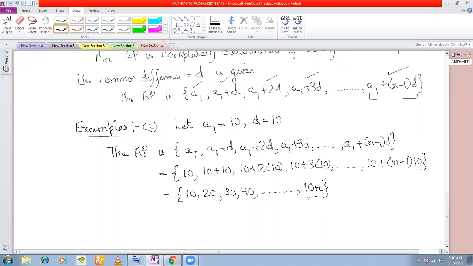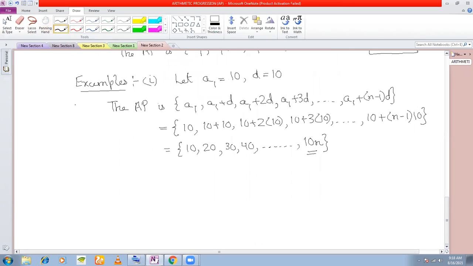Okay, now see this term. We'll come to this term, as I said, a little later, but there is something that you must note here. Note that the nth term here, referred to as an, is 10n. Now if you know the nth term, you can also generate the entire AP. We'll come to that a little later. But for the time being, just know that this is called the nth term.